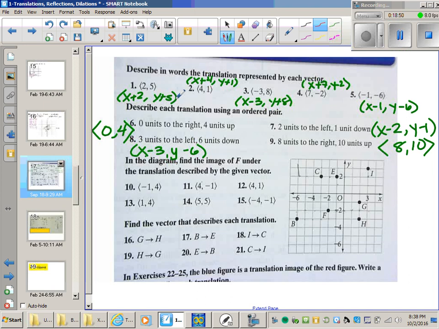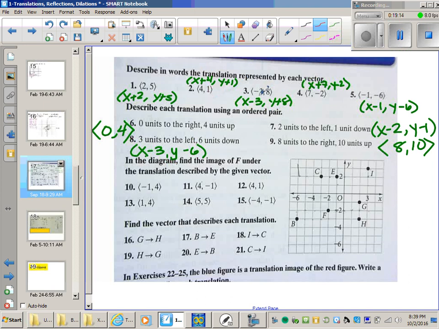And if you wanted to write that out in words, you could. The x values are going to the right 2 and up 5 is a way that you could write it in words. Here, to the right 4 and up 1. Your x values are increasing by 4, and your y values are increasing by 1.